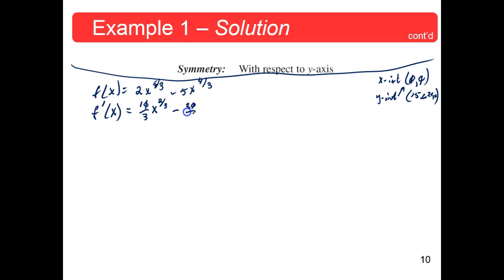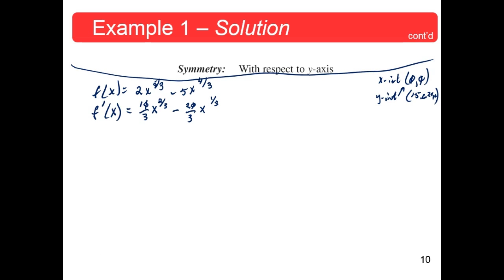20/3 times x to the, second? Help me. 1/3. Okay. Now, why do we want to get a first derivative anyway? What does that help us with? What does that tell us? Say again?